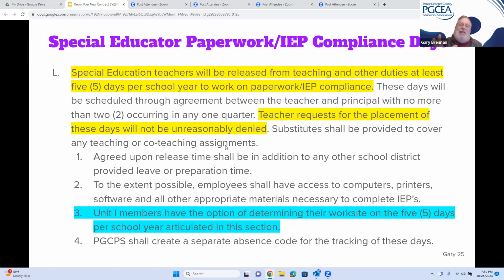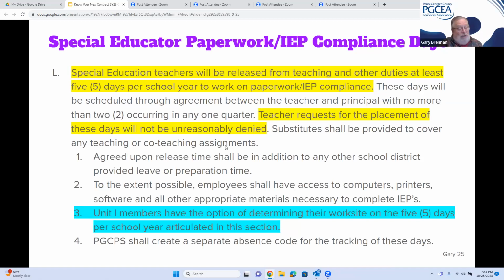The principal can say, look, I don't want it to be on Fridays because we have too many subs on Fridays and it's going to put too much of a burden on the rest of the staff. So try to pick your days Tuesday through Thursday. That would be considered reasonable. But a principal can't just keep denying the days you put forward. They have to come to agree on when you're going to do these days.